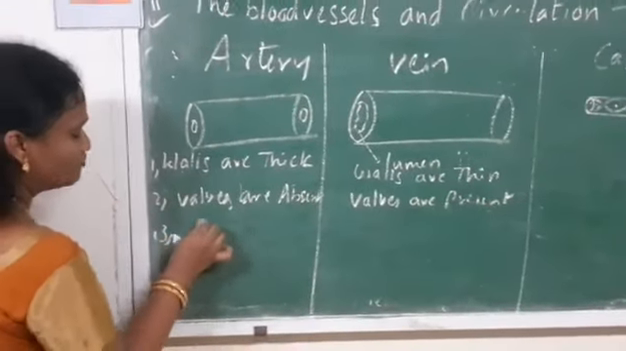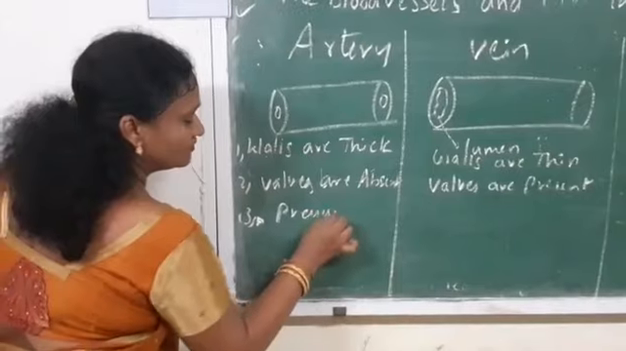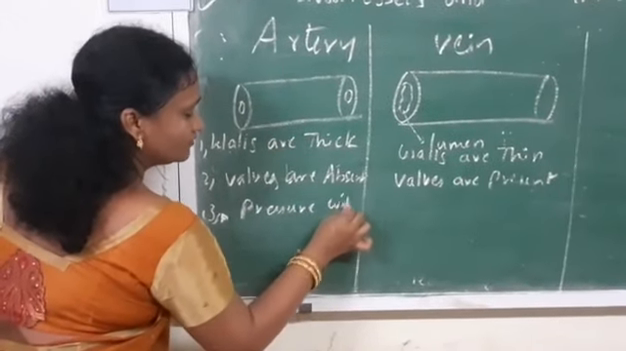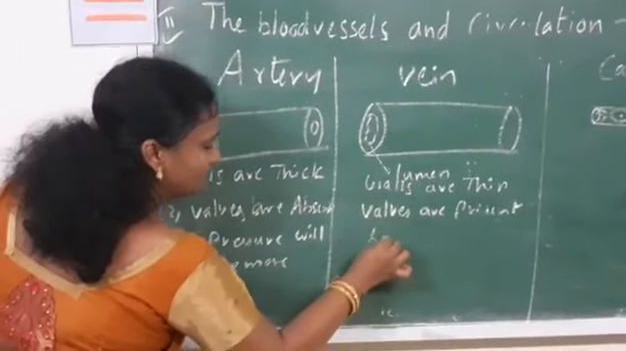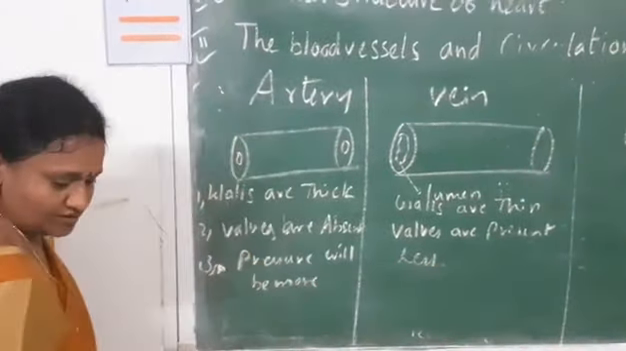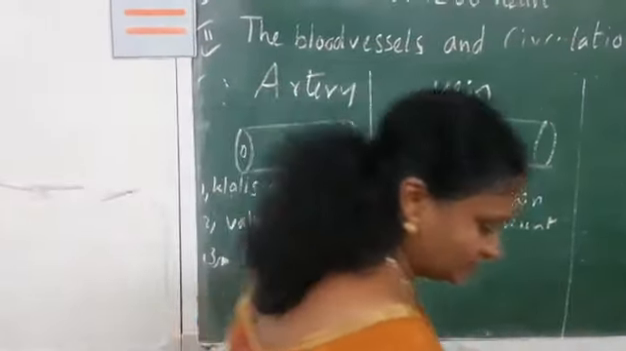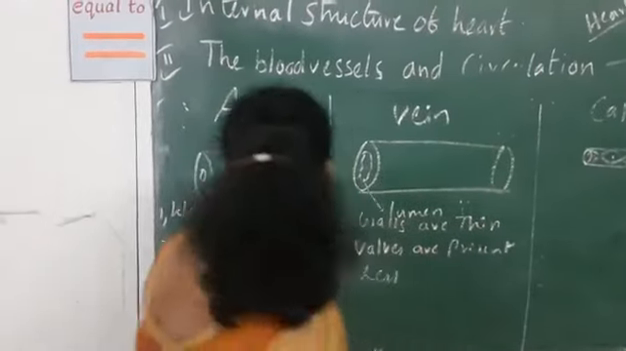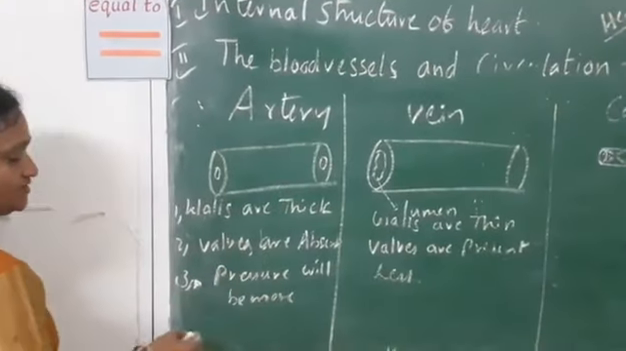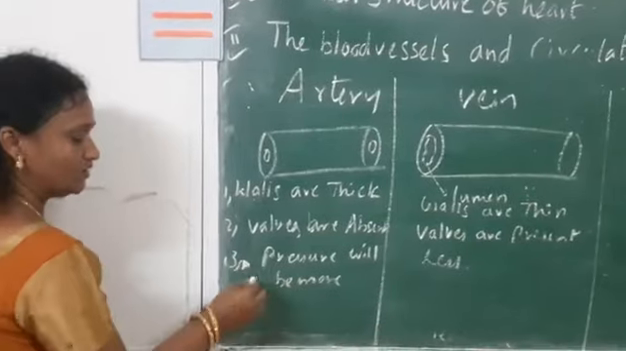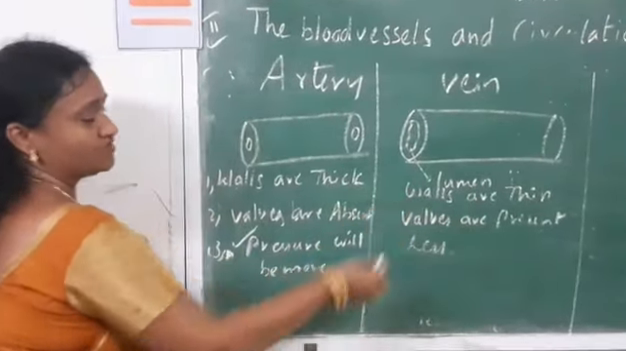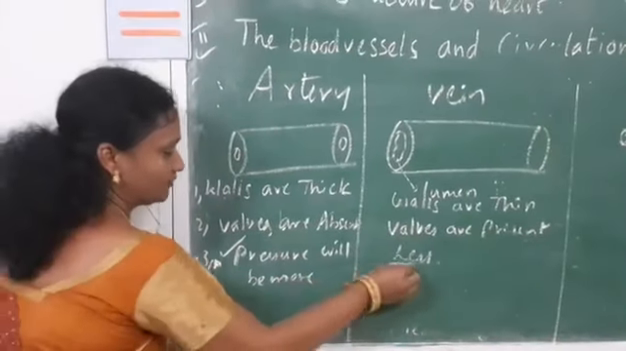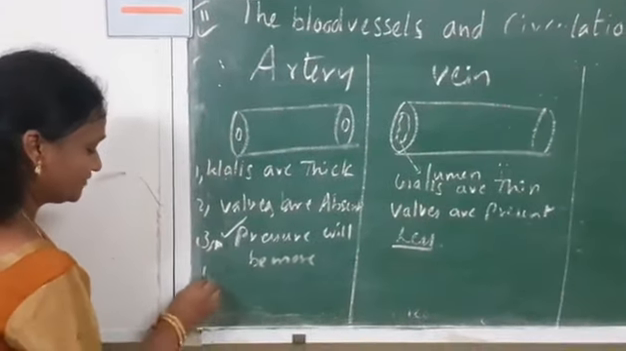So pressure will be more in arteries, whereas pressure will be less in veins. You know that the arteries receive blood directly from the heart. So the pressure will be more in arteries, whereas the vein just has to bring the blood to the heart. That's why the pressure will be less in the veins.